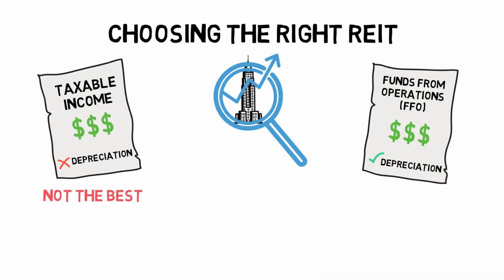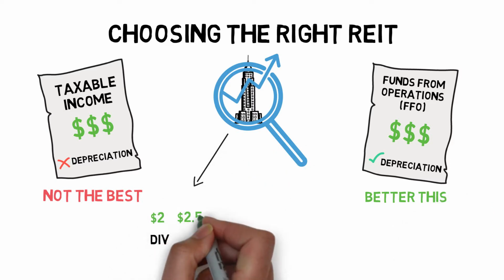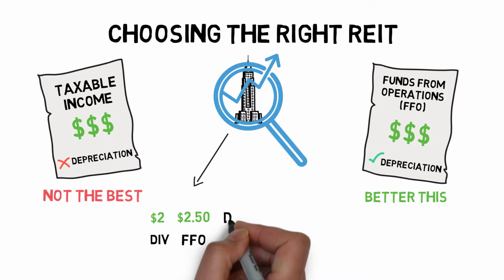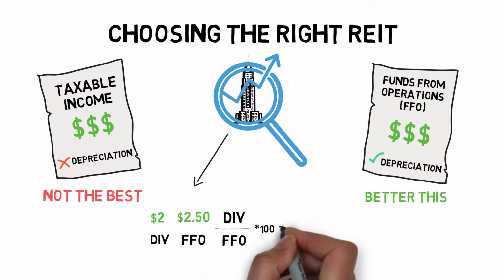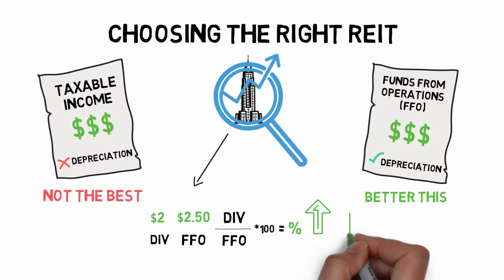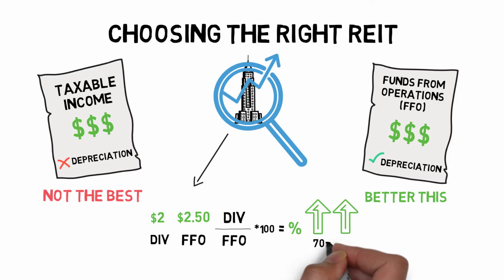Let's see an example. If a REIT is paying $2 per share in dividends and has an FFO of $2.5, we do the following calculation. Dividend divided by FFO and then multiply it by 100, and the percentage that gives us the higher is better. Usually the industry average is between 70 to 80%.